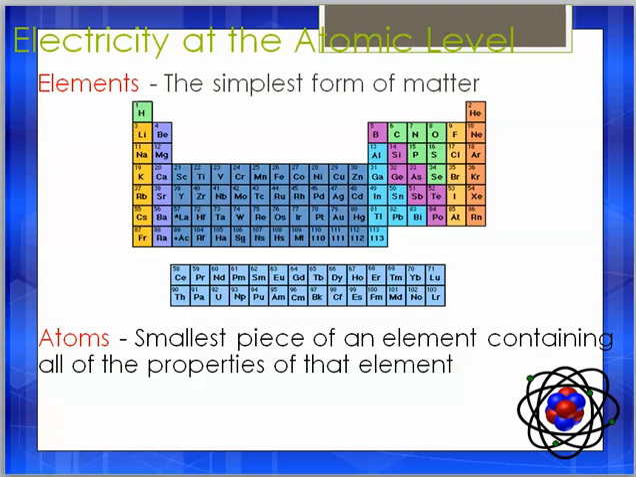Electricity at the atomic level. Well, elements is the simplest form of matter, and here are elements. These are all the different elements. Atoms is the smallest piece of an element containing all of the properties of that element. You can have a big chunk of gold, and that's maybe all of the same element, gold, but within that chunk of gold, you're going to have a lot of little atoms. But the thing is those atoms, each of them are still gold. They're just the smallest possible piece of gold that you could have. Or it could be silver, or it could be oxygen, or sulfur, or sodium, or anything that's listed up here in the periodic table.